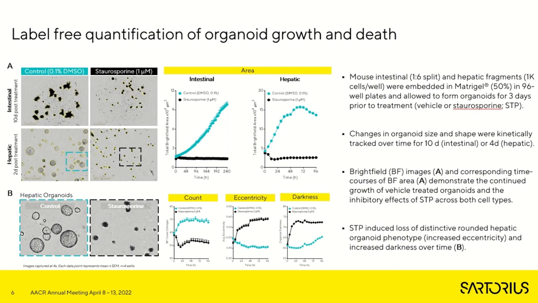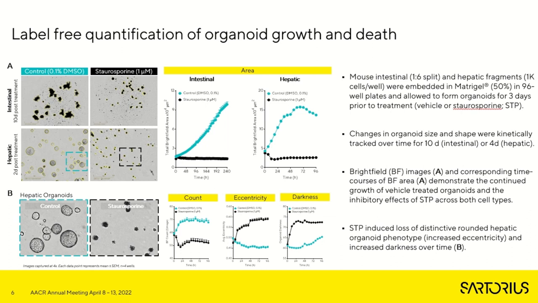This can be quantified over time using IncuCyte's eccentricity and darkness metrics, where eccentricity describes how round or compact objects are, and values range from 0 to 1, with the perfect circle having a value of 0. The darkness metric describes the average of the darkness of the bright field objects in the image and ranges from 0 to 100, with the darkest objects having a value of 100.